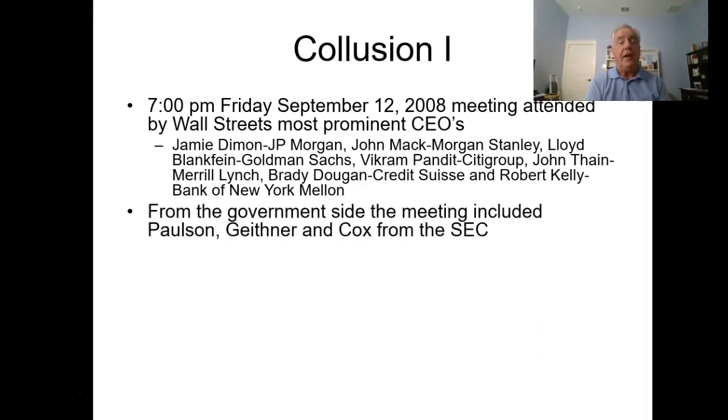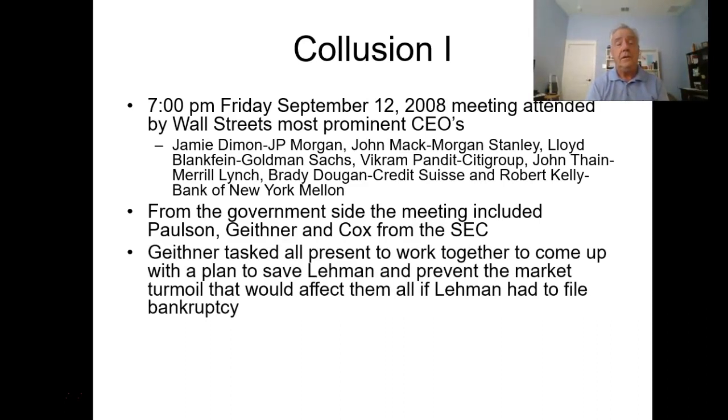From the government side, in this meeting, again, a meeting behind closed doors, in closed session, the meeting included Paulson, who was the Secretary of the Treasury, Timothy Geithner, who was the President of the Federal Reserve, and Cox, who was the Chairman of the Securities and Exchange Commission. Ben Bernanke stayed in Washington and coordinated from there anything that needed to be discussed with the Congress, the President, etc.